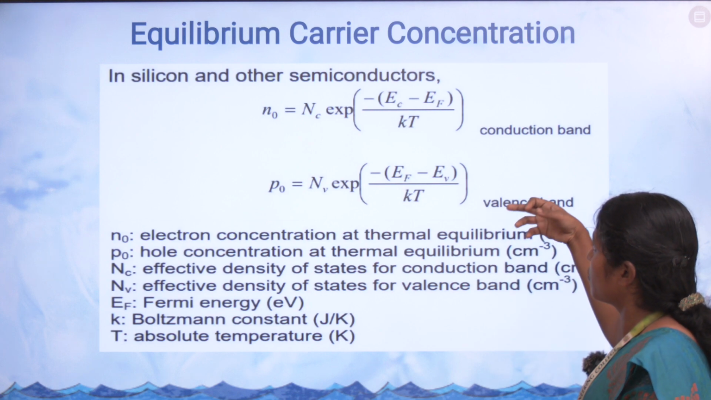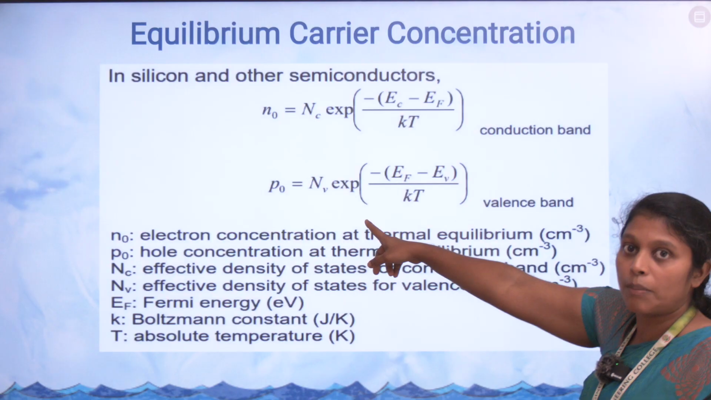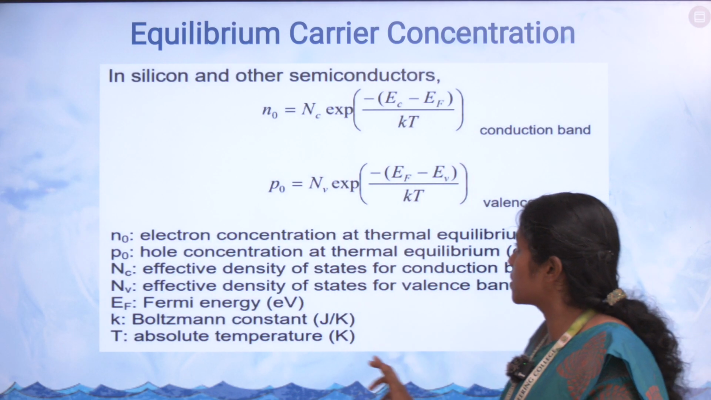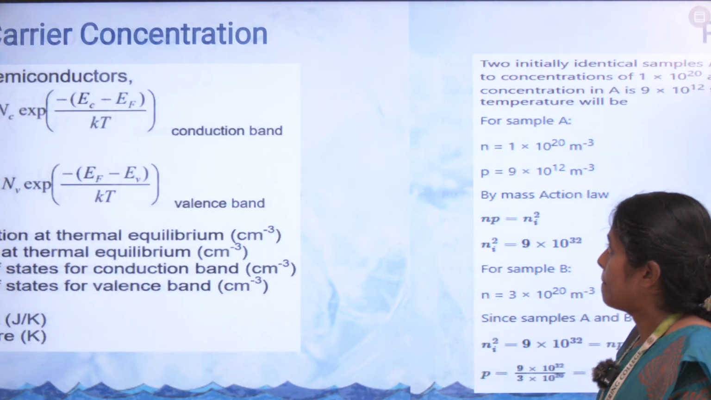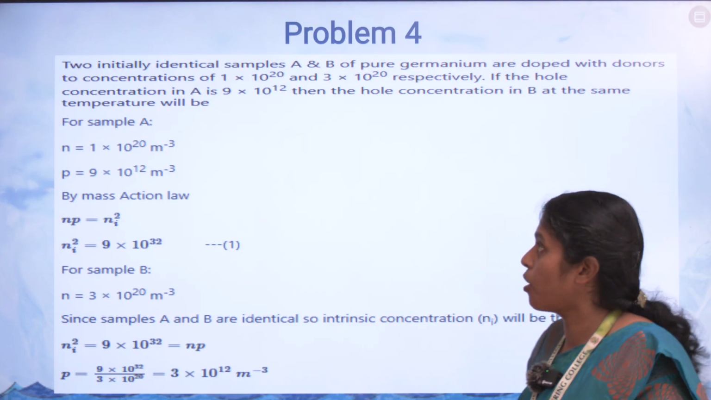So this is the formula which is given for the conduction band. The conduction band refers to the number of electrons, whereas the valence band refers to the number of holes. So based on this, we will solve a problem.